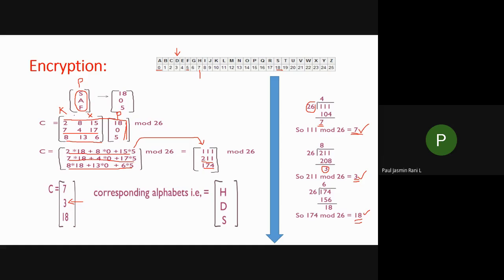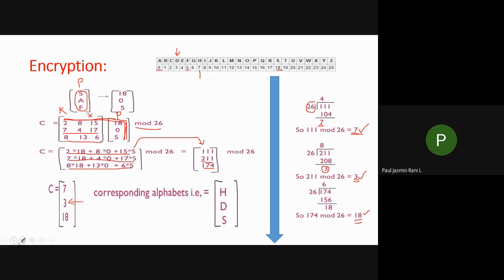Now that is K into plain text. So what is the key? This is your key. This matrix is nothing but the key. After finding the numbers, you have to multiply your key with your plain text, then do the mod operation with 26. So you have a 3 cross 3 matrix, and you do the multiplication of this row with this column.